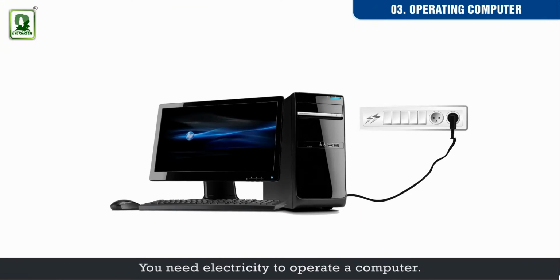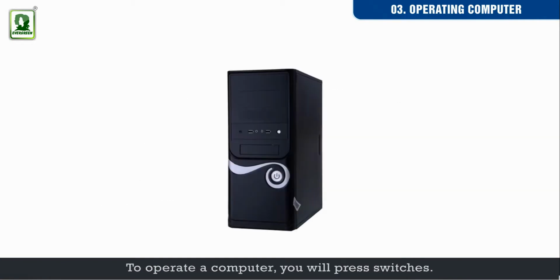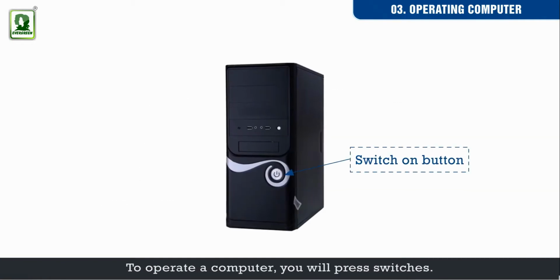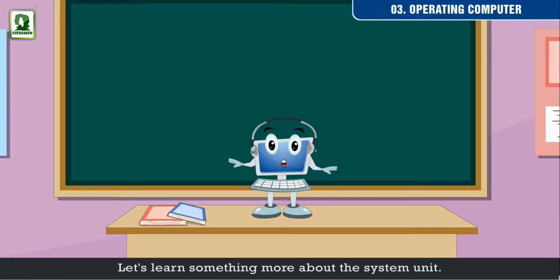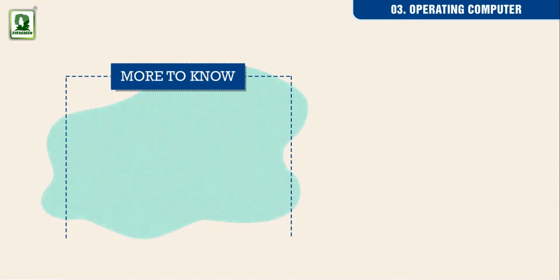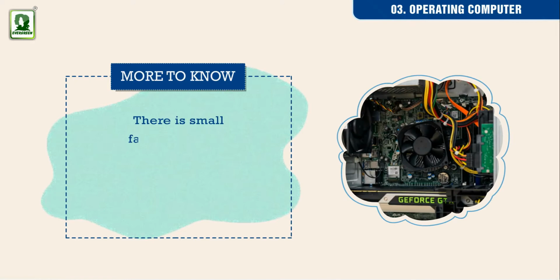You need electricity to operate a computer. To operate a computer, you will press switches. Let's learn something more about the system unit. More to know. There is a small fan fixed inside a system unit to keep it cool.